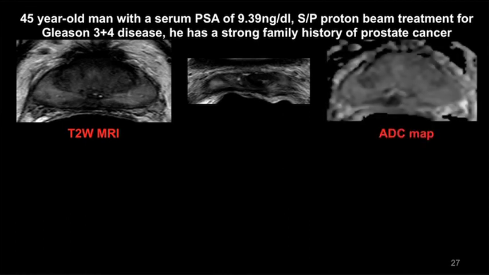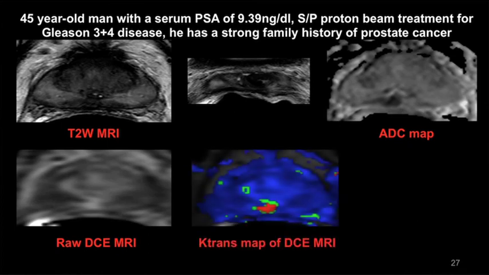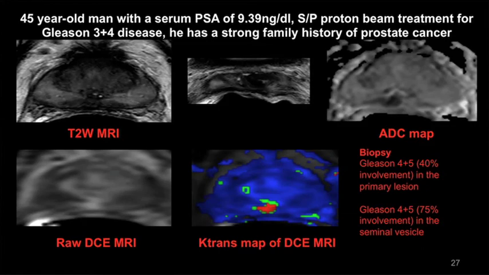And the ADC map localizes the lesion clearly. This is a scenario in which ADC maps help you more than the T2-weighted MRI to see the extent of the tumor. The DCE MRI shows clearly enhancement within that suspicious area, and it is confirmed by the quantitative map. And we did a fusion-guided biopsy for this particular lesion and for the suspicious seminal vesicle finding.